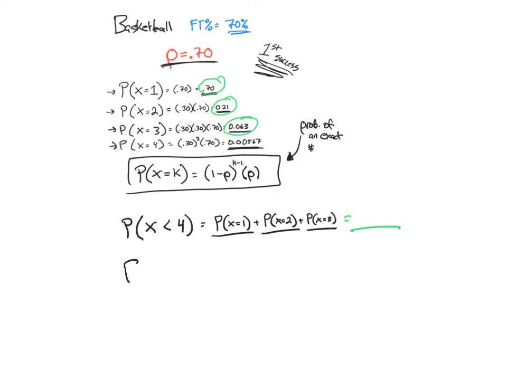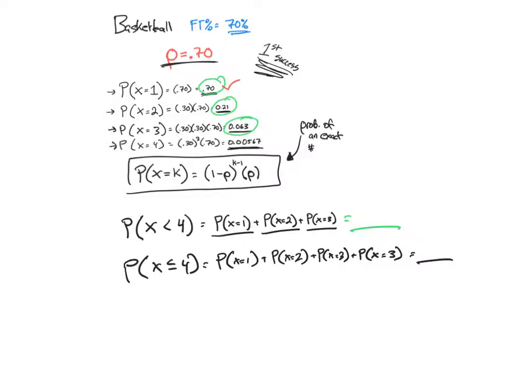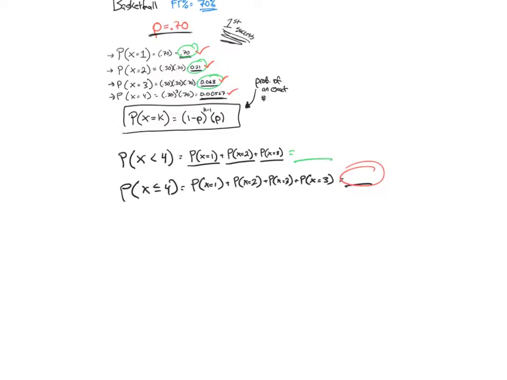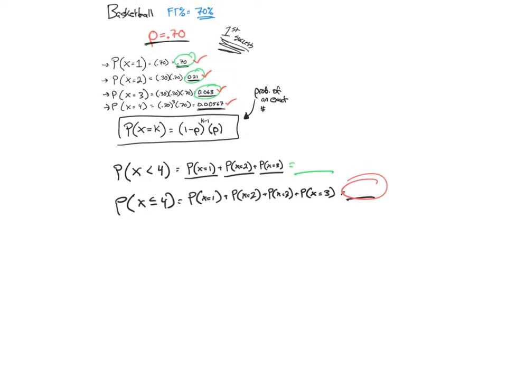What if I said this? What's the probability that x is less than or equal to 4? Well, that means that it's on the first shot, or the second shot, or the third shot, or the fourth shot. So now the fourth shot is available to us, right? So it's going to be the first one, or the second one, or the third one, or the fourth one. Add them all together. You get it right there. Okay, so these are hopefully coming together pretty nicely for you. Let me give you another situation.